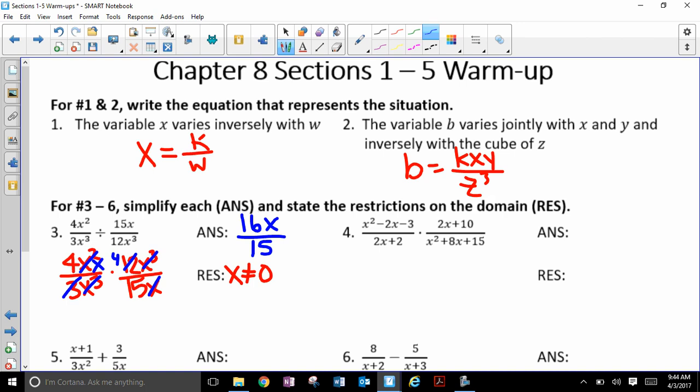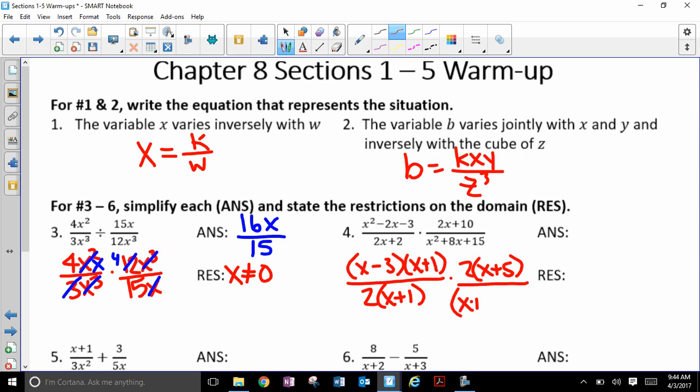All right. On number 4, we can factor all of these in some way. So this one would be x minus 3, x plus 1, all over, take out a 2. We have x plus 1. It's already multiplied, so no flipping or anything here. 2 parenthesis x plus 5. And then x plus 5, x plus 3. So before you cancel, we say x cannot equal -1, -5, or -3.